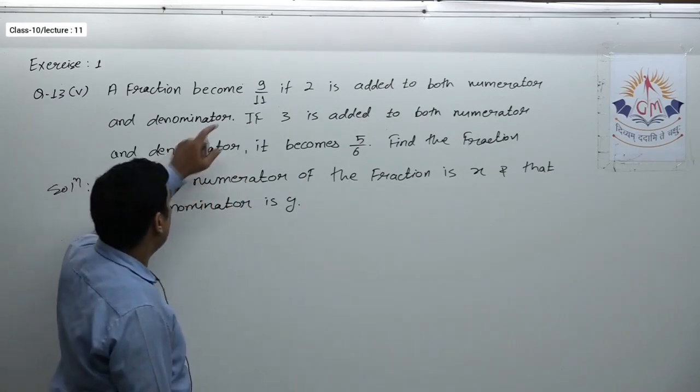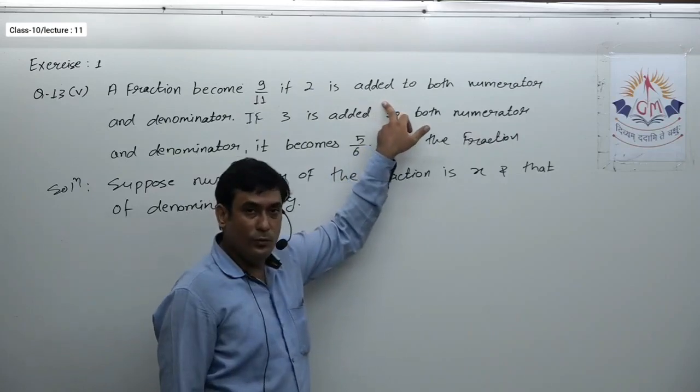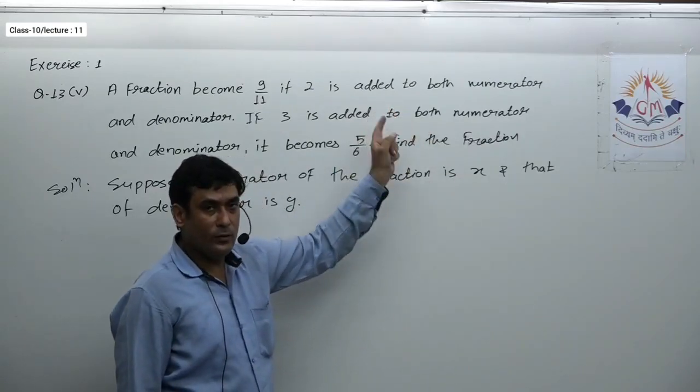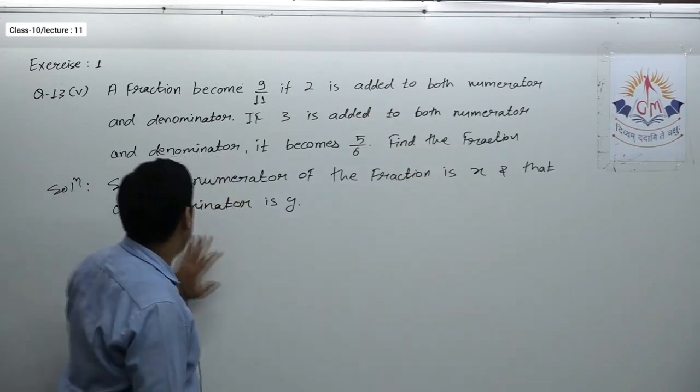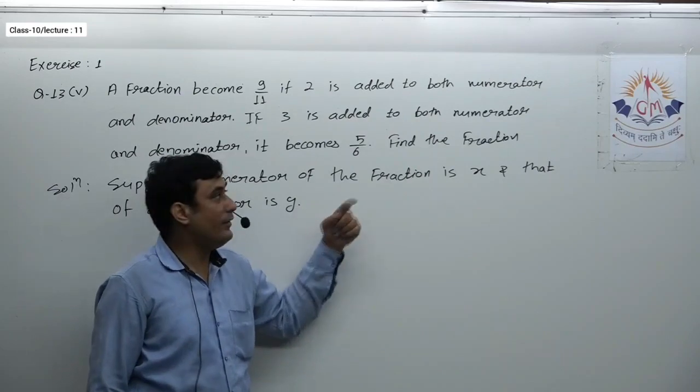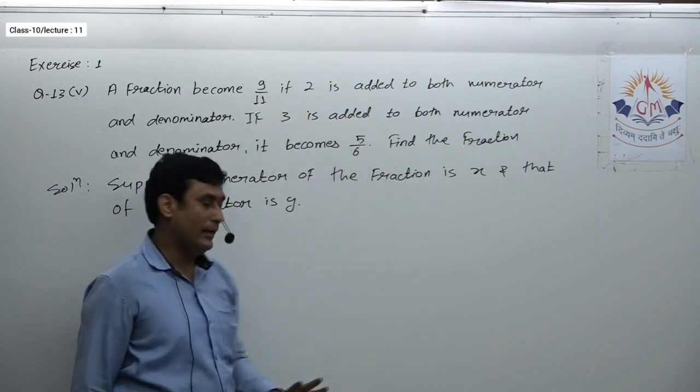Okay, now what they are saying, if 2 is added to numerator, so right now numerator is x. When we add 2, it will become x plus 2. Similarly, denominator will become y plus 2, and in that case fraction will be equal to 9 by 11.